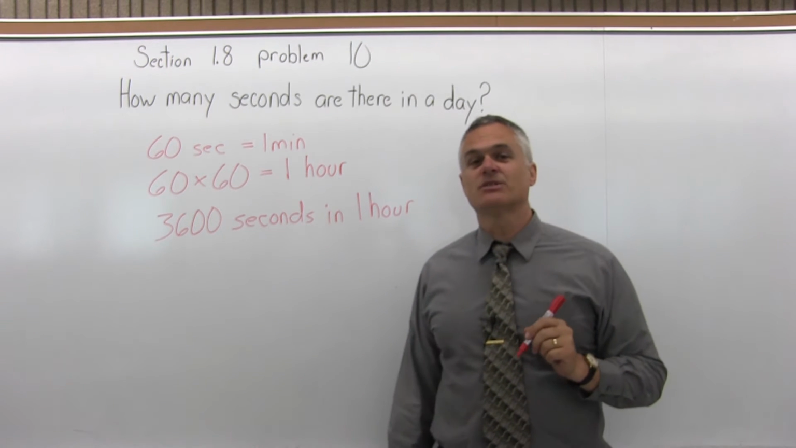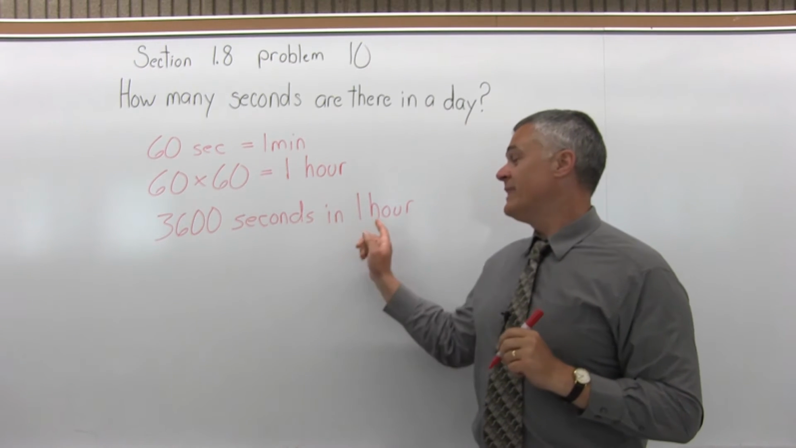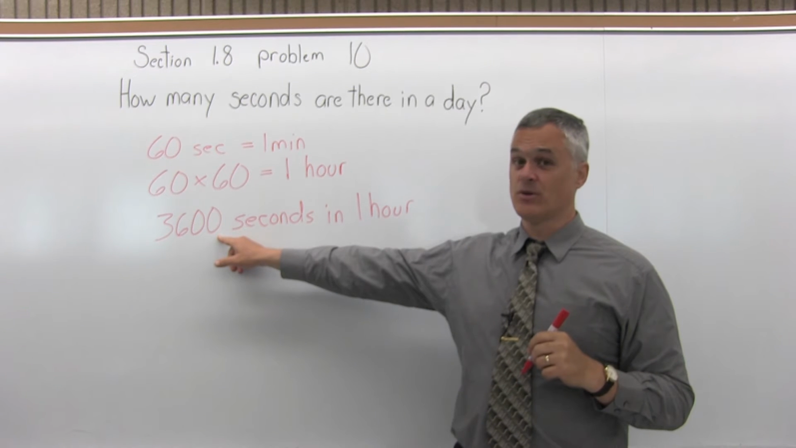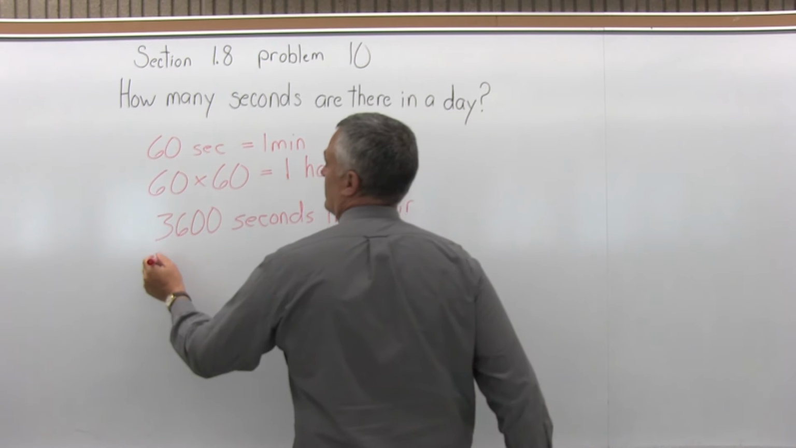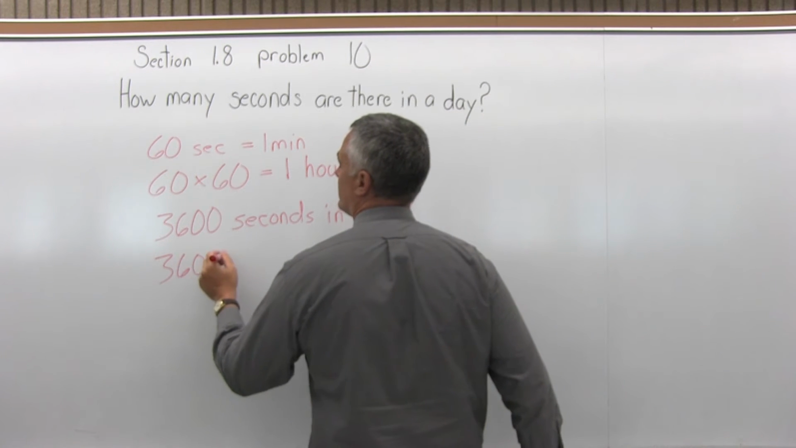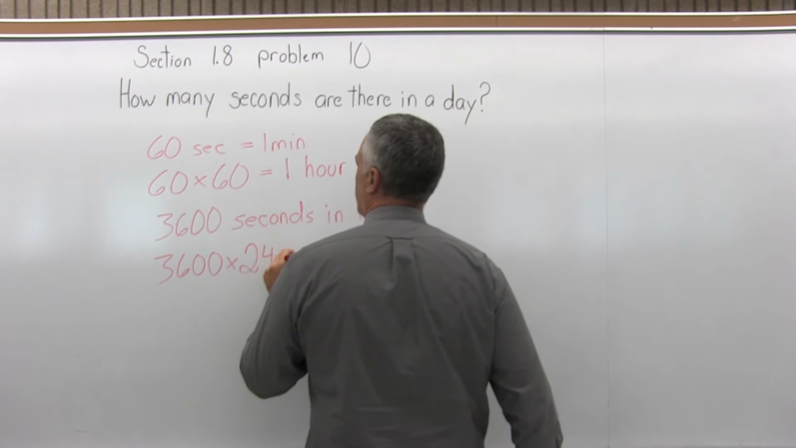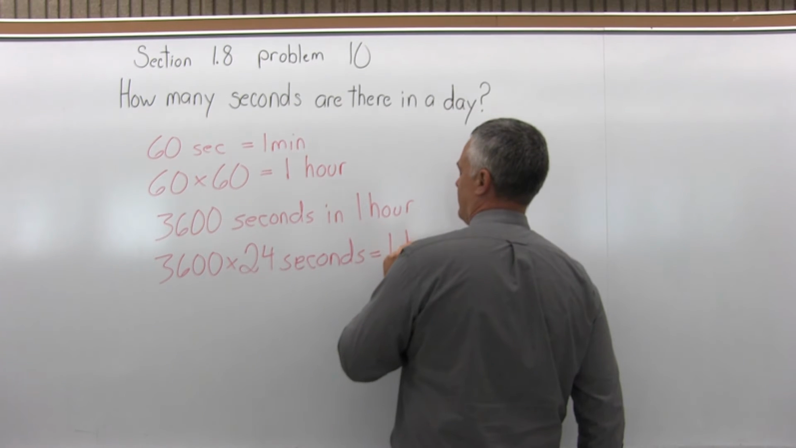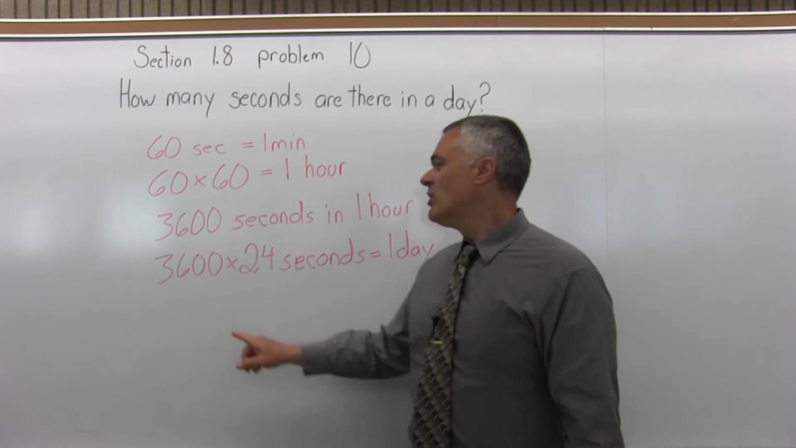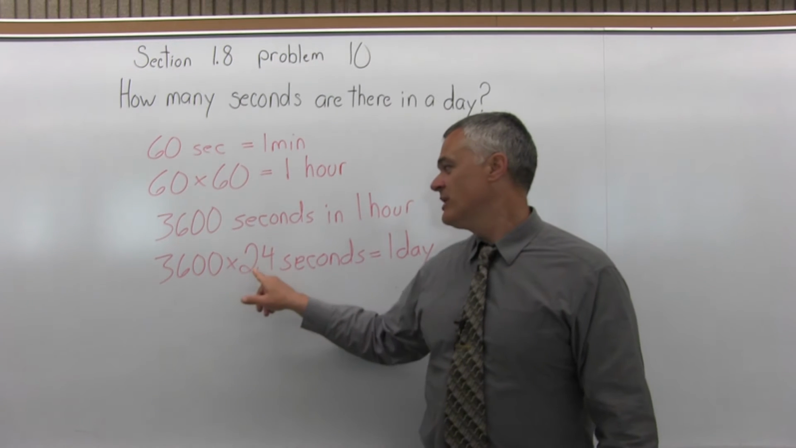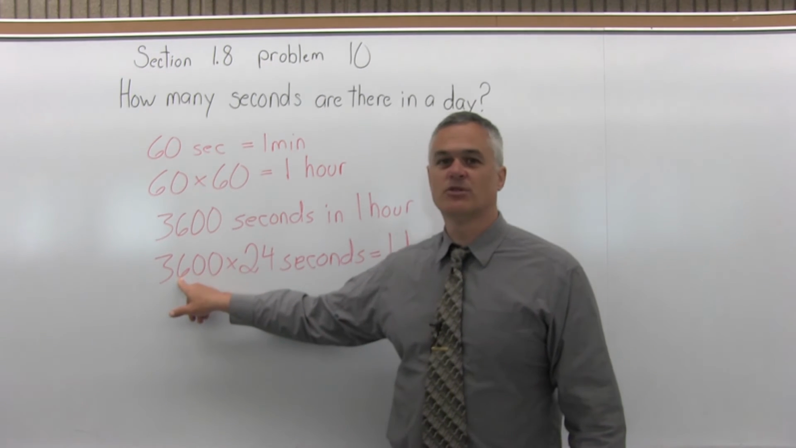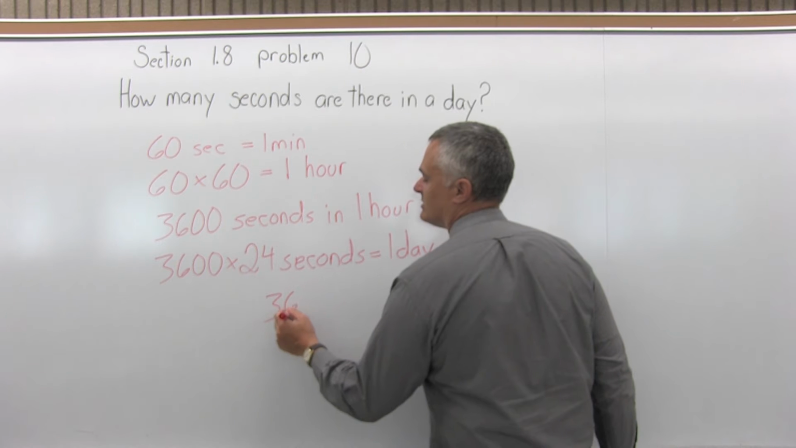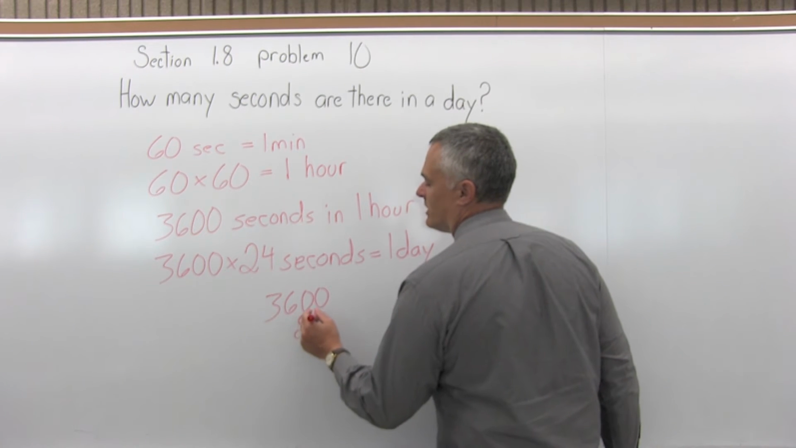So I know that now. But the question asks, how many seconds are in a day? So that's how many seconds are in each hour, 3,600. But now there are 24 hours in a day. So 3,600 times 24 will be how many seconds in 1 day. Now, even though I do have quite a few zeros, the 24 is still tough to do times 36. So I'll multiply this in a very traditional way. I'll do 3,600 times 24.